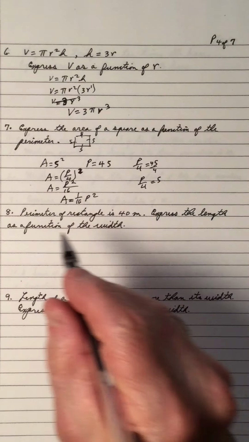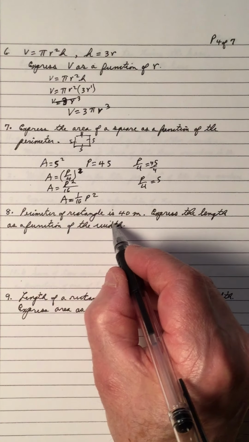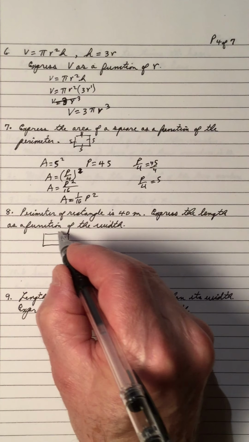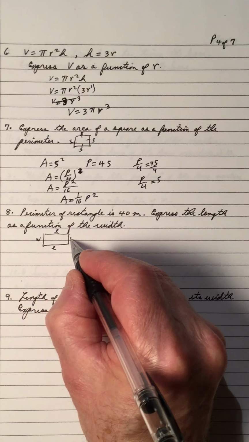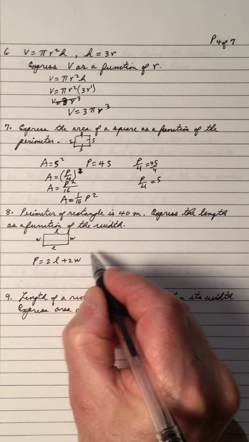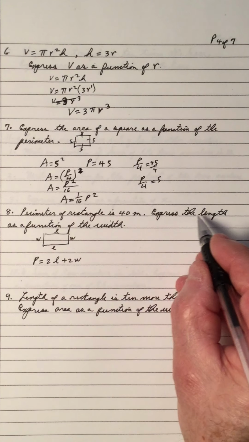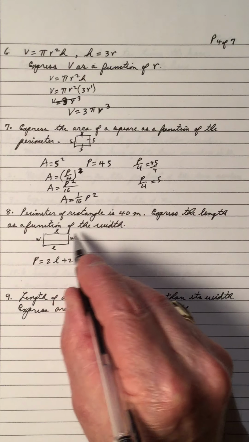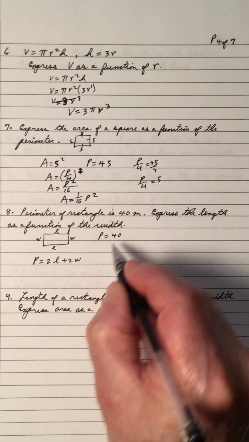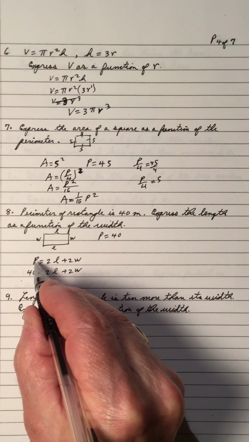The perimeter of a rectangle is 40 meters. Express the length as a function of the width. Now the perimeter of a rectangle has a length, a width, and another length and width. So the perimeter of a rectangle is 2L plus 2W. So that means the perimeter is a function of L and W. But we want to express the length as a function of the width. So the perimeter is equal to 40. So if the perimeter is equal to 40, we put 40 in the place of P.